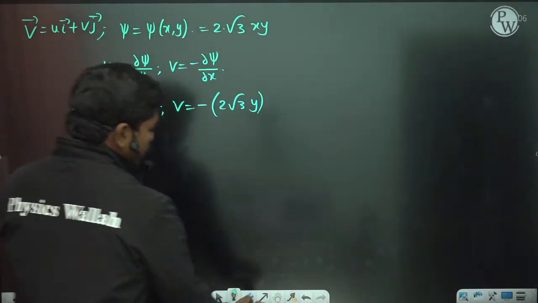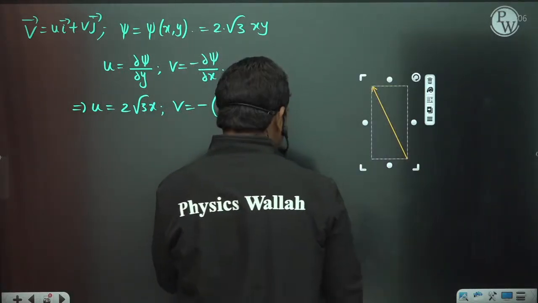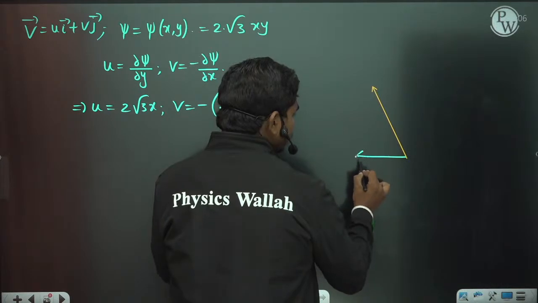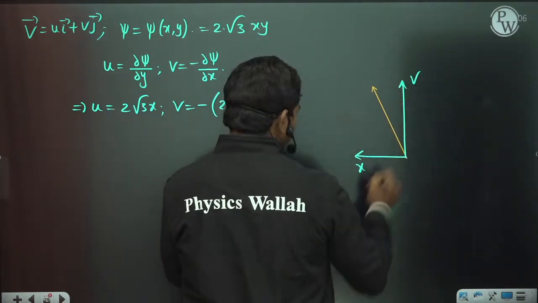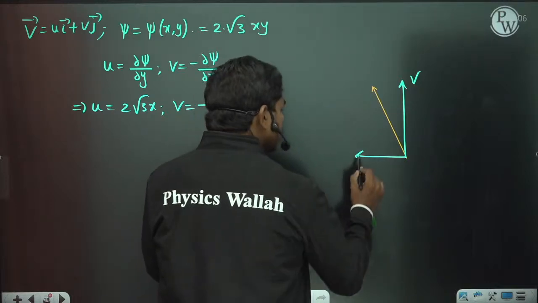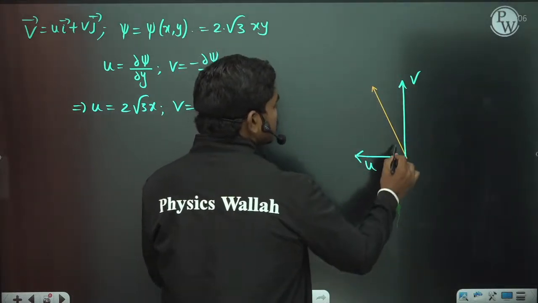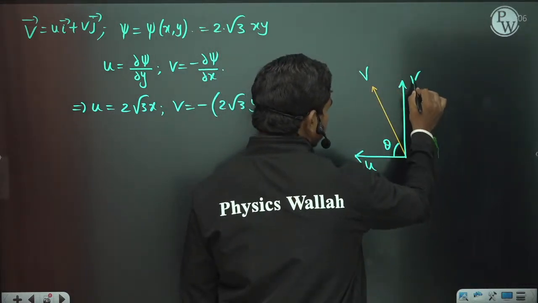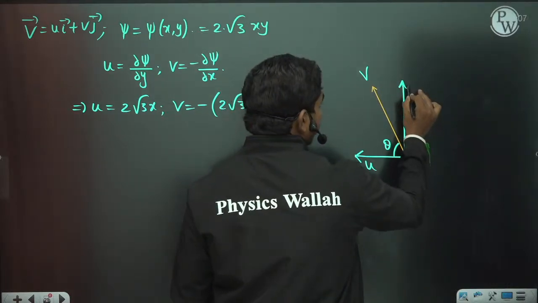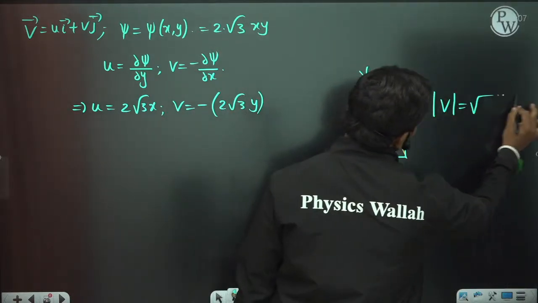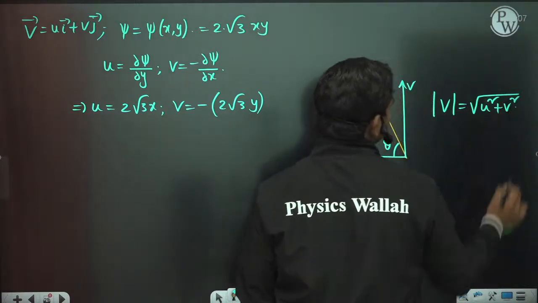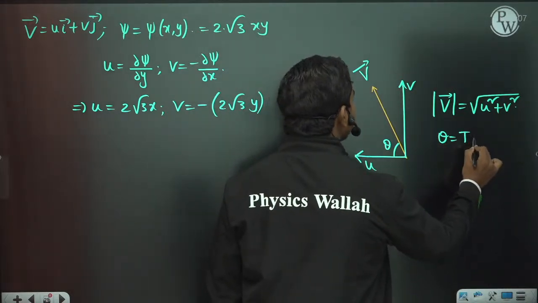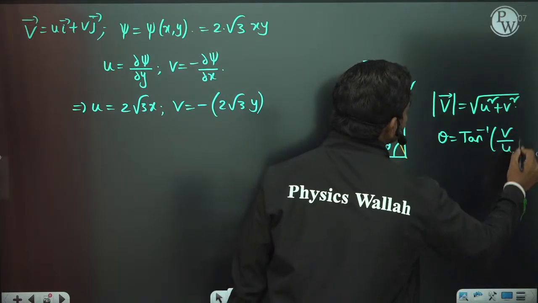If you resolve the velocity into x and y components, this is u and this is v. If this angle is theta, and capital V is the velocity vector, then the magnitude of V is root of u square plus v square, and theta can be identified by tan inverse of v by u. Correct? It's a simple question. So tan inverse of v by u.